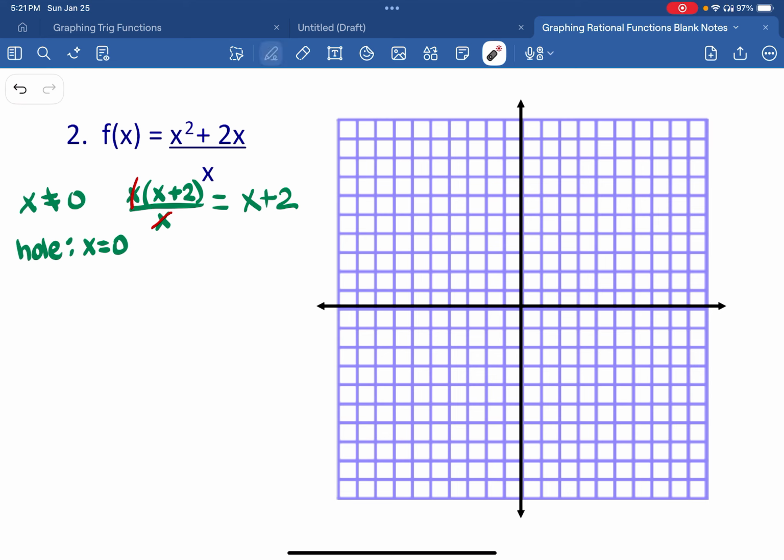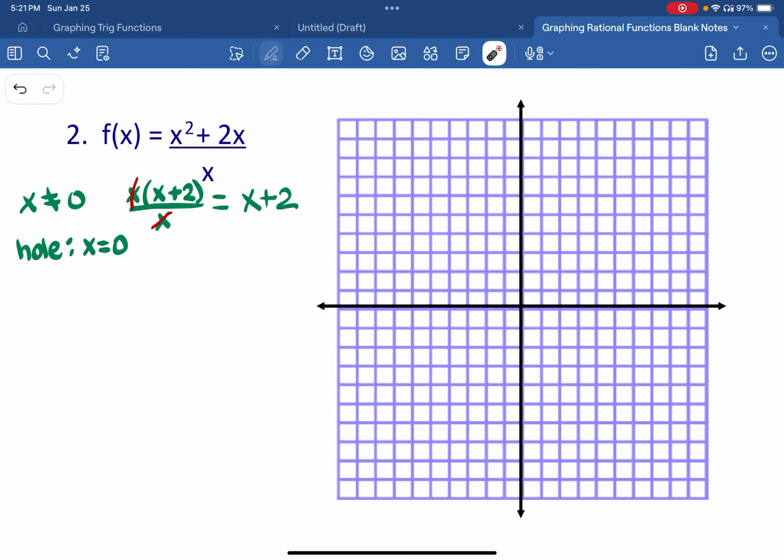So with that being said, I don't have to go down the list of things and find the x-intercept, y-intercept. We don't have to find vertical asymptotes, horizontal asymptotes. All we have to do is graph that line, but just make sure that we put a hole in the spot where x equals 0.